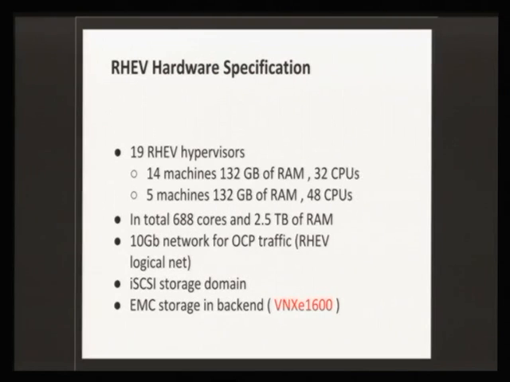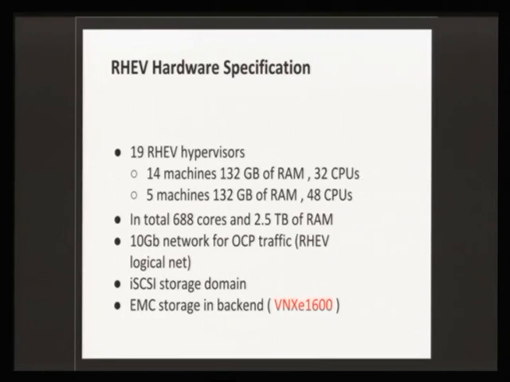Okay, this is the hardware I used for this configuration. It was pretty good hardware, I think, except this red line, the storage backend, which obviously was not good enough to support the number of virtual machines and pods created. In total, I had 19 hypervisors as part of a RHEV cluster, totaling about 2.5 terabytes of RAM and 688 cores.